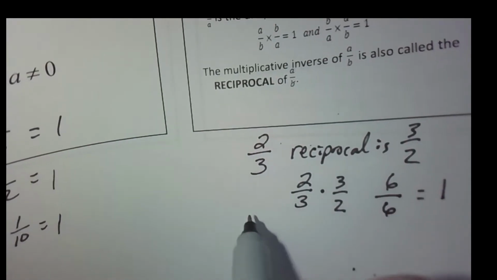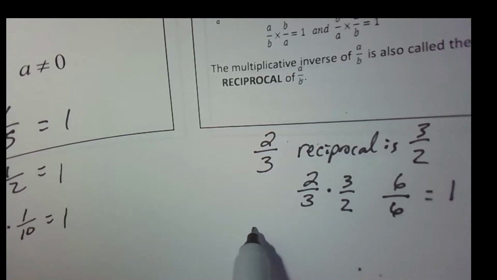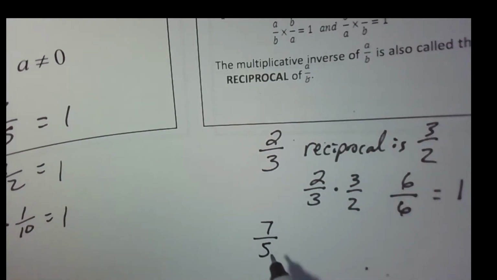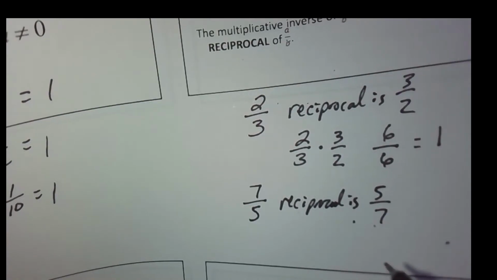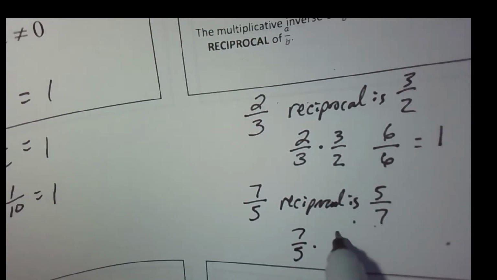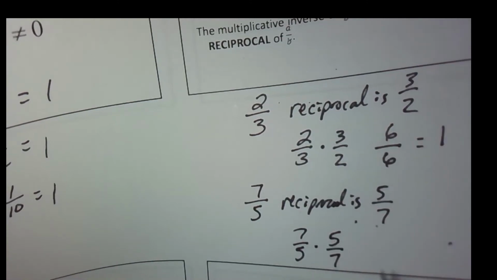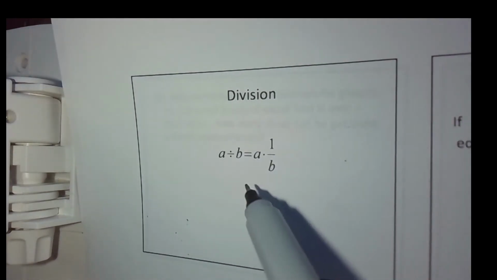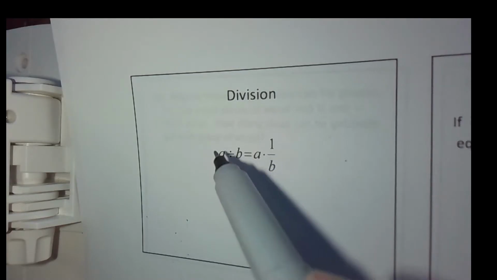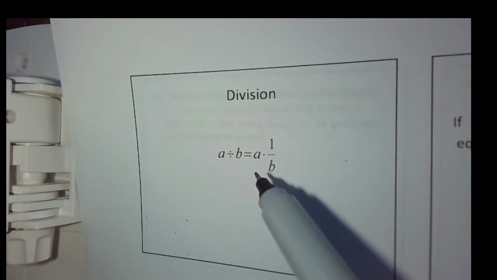Okay, so a reciprocal, if I have, let's see, 7 over 5, its reciprocal is 5 over 7. Just flip it over. And if I multiply 7 over 5 times 5 over 7, that's 1. That's 35 over 35, which is 1. So just kind of remembering that vocabulary is good. We use the idea of a reciprocal or a multiplicative inverse or both when we're doing division of fractions.